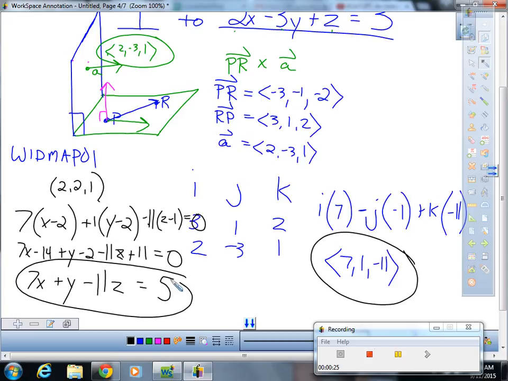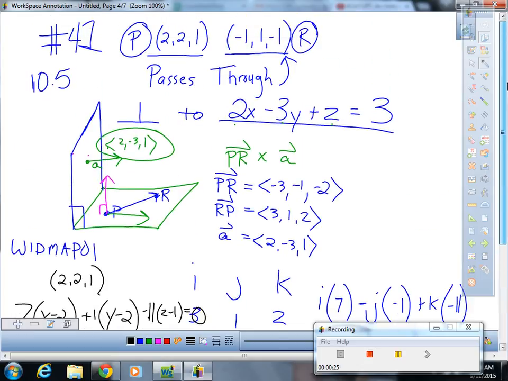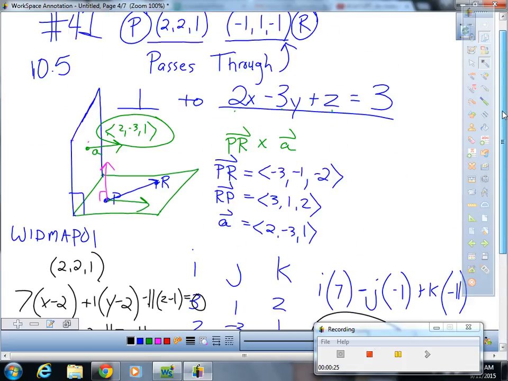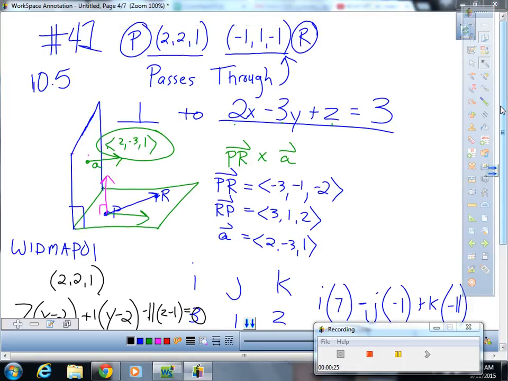Okay? And then, so now to see if I got that right, I need to plug the points in. So let me plug the other point in. Negative 1, 1, negative 1. Does this point satisfy that equation? You get negative 7 plus 1 plus 11. Please tell me that gives you 5. It does. And then we know that both of those points are in the plane, and we have succeeded in our task. Boom!